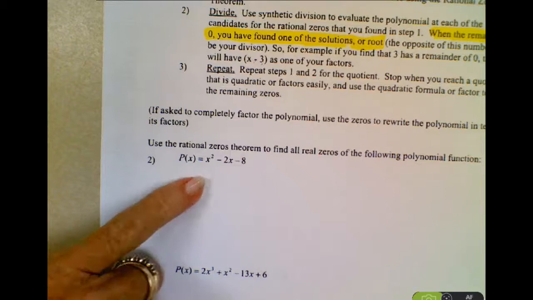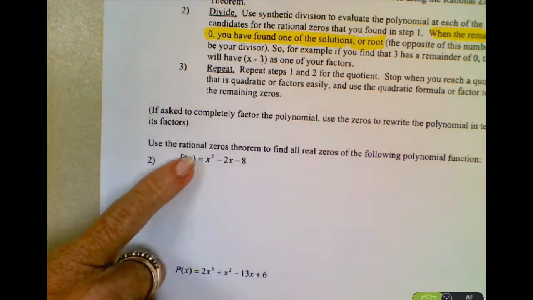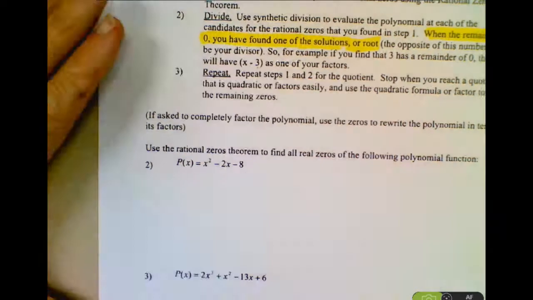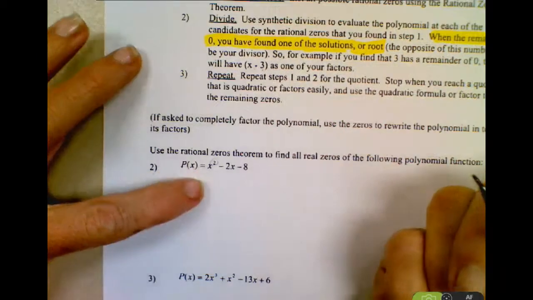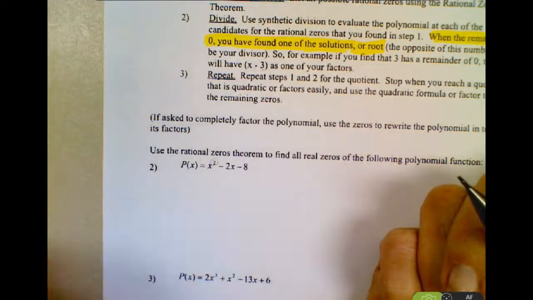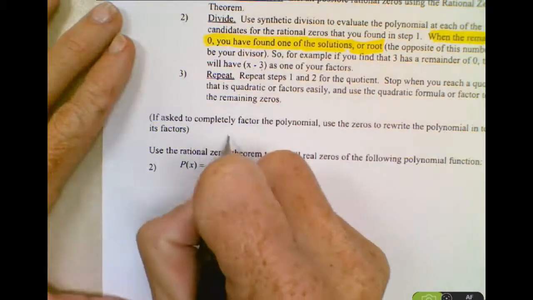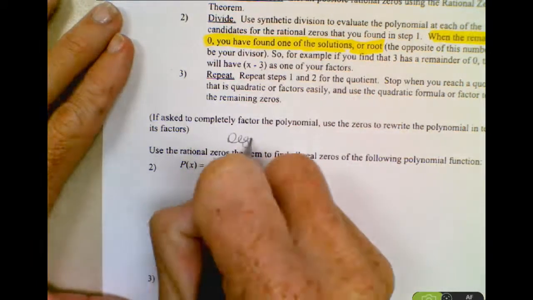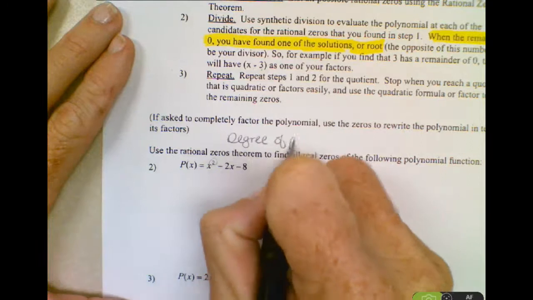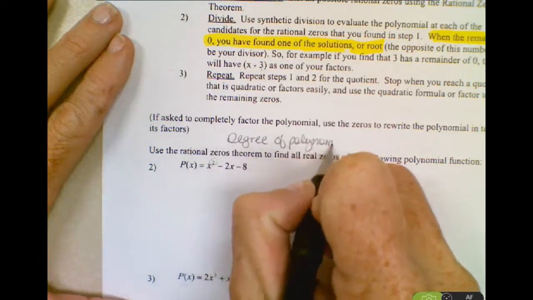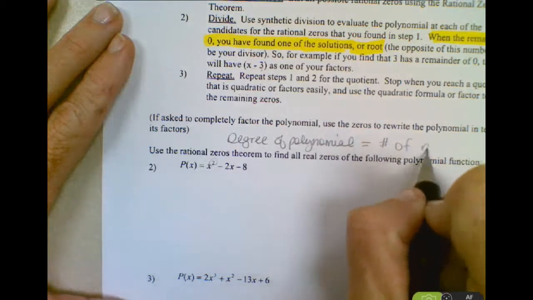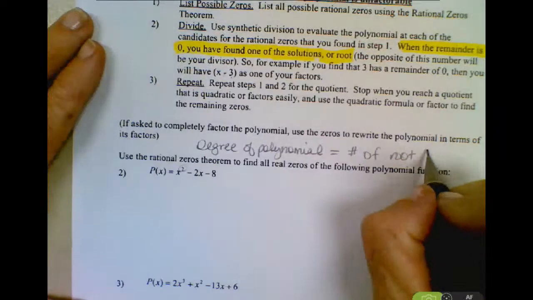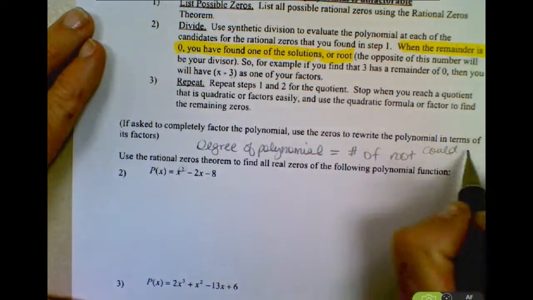So we're going to start with number 1. You're going to keep going until you've got all of your roots. And you should remember too, if we have a second degree polynomial, then we have 2 solutions, whether they're real, rational, whatever they are. The degree of the polynomial is equal to the number of roots, which could be rational, irrational, real, or imaginary. Okay?